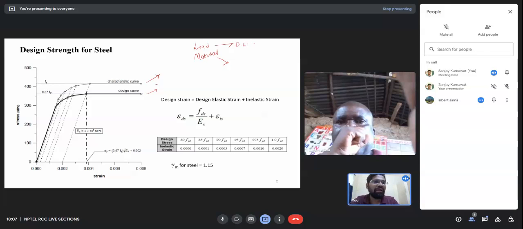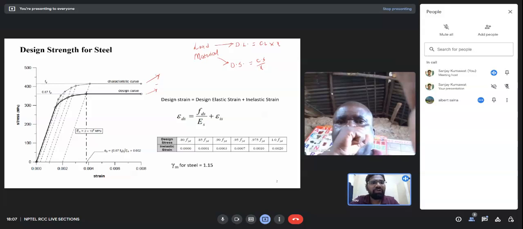So what is the design load? We can find the design load by multiplying the characteristic load by the partial factor of safety. And what is the design strength? Design strength is nothing but the characteristic strength divided by the partial factor of safety.